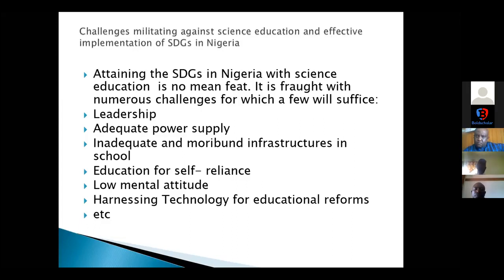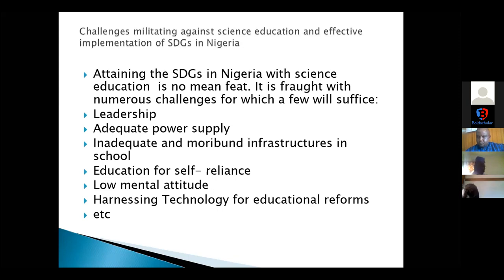But today, we keep churning out people who enter into the job market. There's also the inadequate and moribund infrastructure in schools. We are doing JAMB by CBT, but how many of the schools, even government schools, have a CBT center in the urban and rural areas? None. And this works against the attainment of science education. That is why there is the need for engineering.